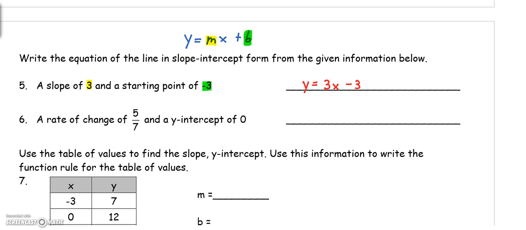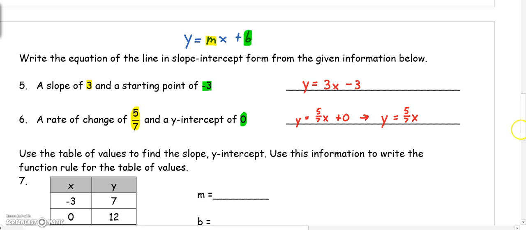In number 6, we have a rate of change of 5/7 and a y-intercept of 0. So we're going to still put in 5/7 for my slope and 0 for my y-intercept. So my equation becomes y equals 5/7 x plus 0. Because there's a 0 here, we don't really need to write that. So our final equation would be y equals 5/7 x.